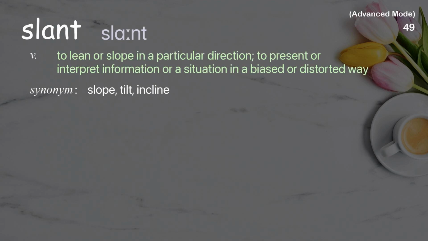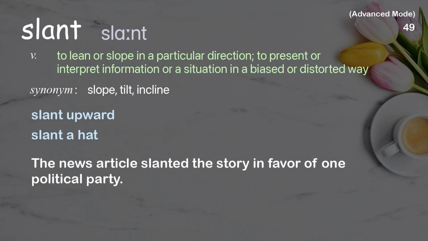Slant. To lean or slope in a particular direction, to present or interpret information or a situation in a biased or distorted way. Examples: Slant upward. Slant a hat. The news article slanted the story in favor of one political party.